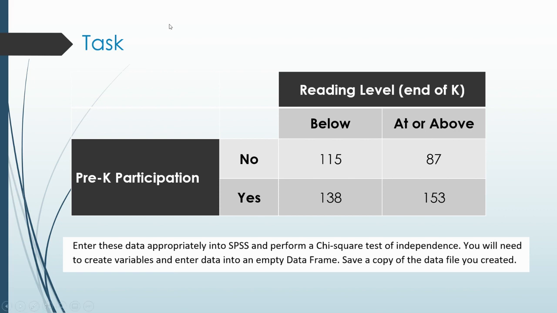So here's just kind of reformatted using the same layout that we had for the example from Yaki in chapter 16 with introvert, extrovert, amusement park versus retreat. But now it has these data set up in the same way, where we've got reading level at the end of K, below or at or above, and then pre-K participation, no and yes, and here's our data. So what I ask you to do in the assignment is to enter these data into SPSS and perform the chi-square test of independence.